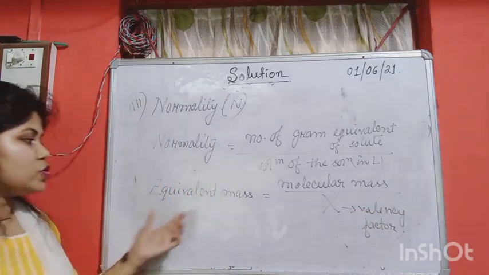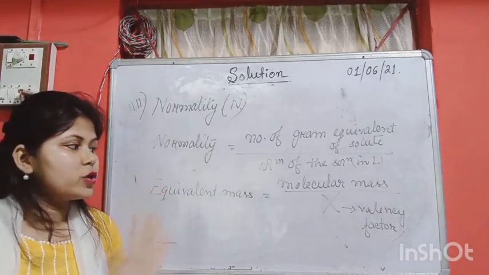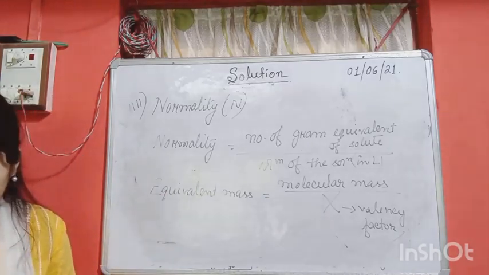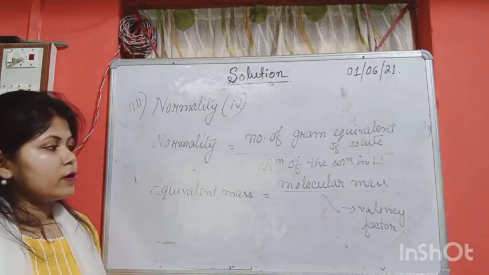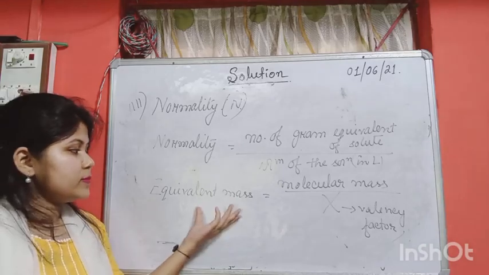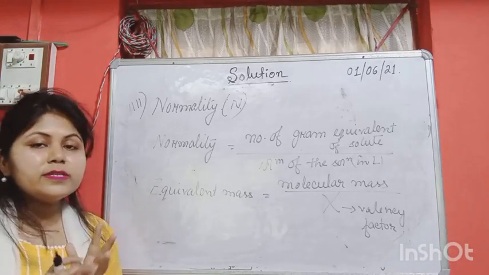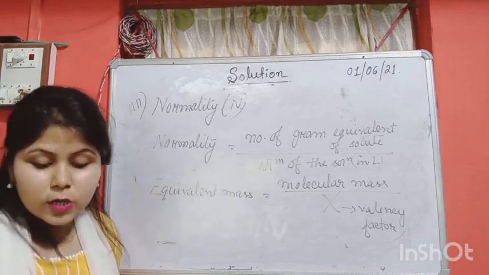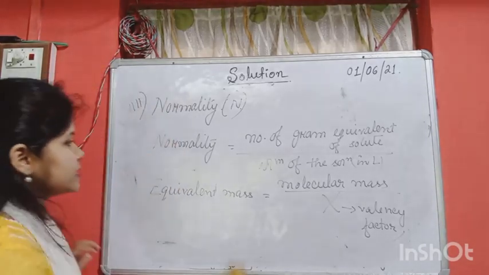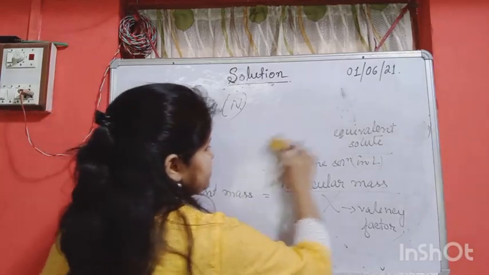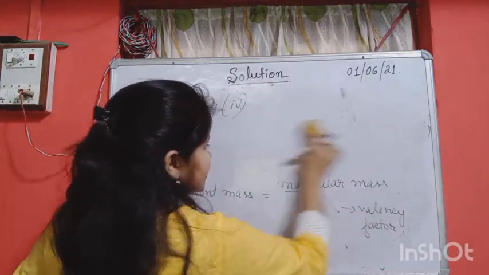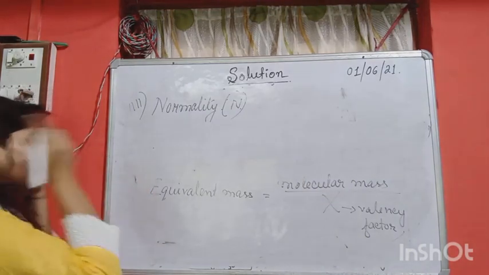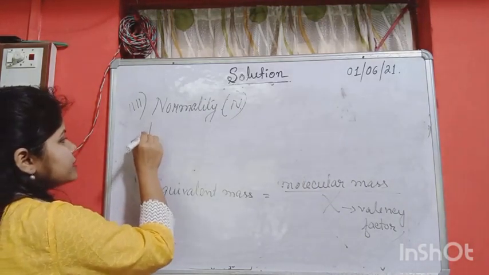Okay. So equivalent mass has a formula which is known as molecular mass divided by the valency factor. There will be some rules for finding out the equivalent mass, because the valency factor is there. So for acids and bases, there will be different equivalent mass. Suppose I am considering the equivalent mass for an acid, and I am taking the acid as H2SO4.